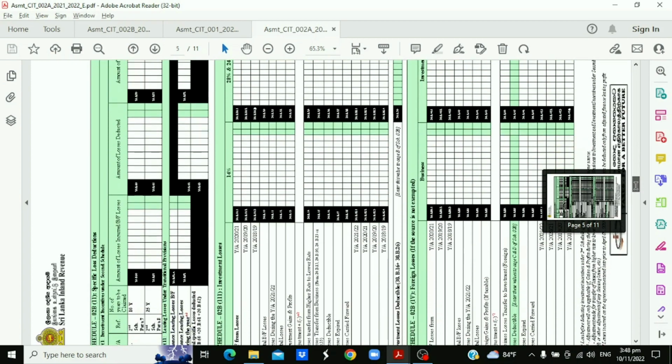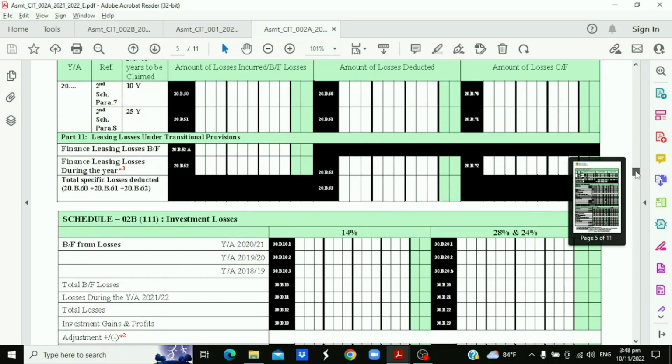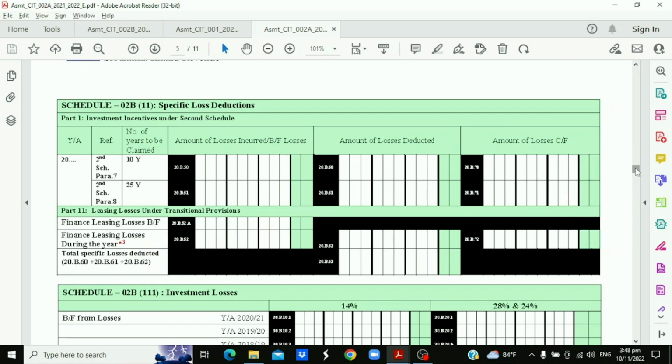Now I move to the next table, 2B2 special loss deductions. As I mentioned earlier, the first two rows are applicable for investment incentive. For the first time, if they invest, then a new company can claim the investment incentive. After claiming the investment incentive, if a loss is created, we have some special applications to carry forward for 10 years. To cater for this, there's a separate row for these applications.